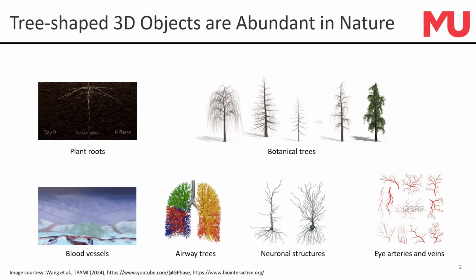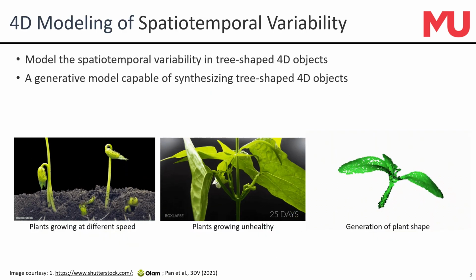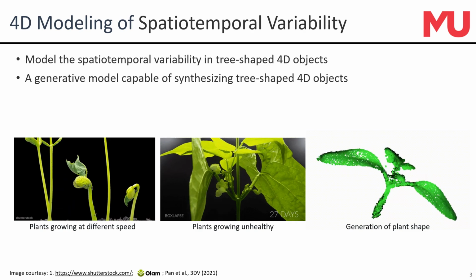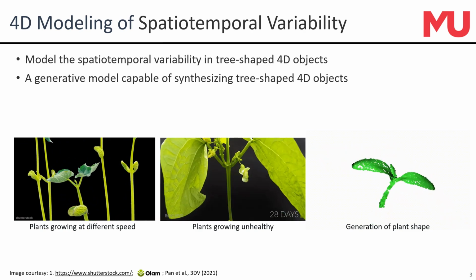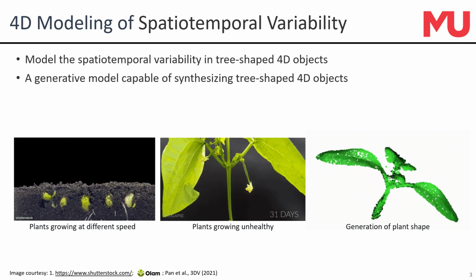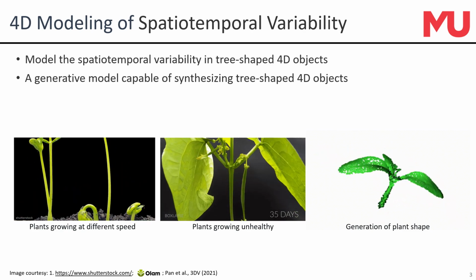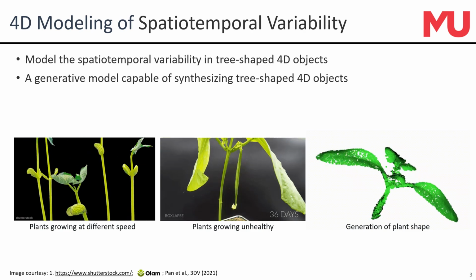Tree-shaped objects are abundant in nature. It can be plant roots, neuronal structure, and many more. So we are not bounded to plant shapes only for our analysis. Here we propose computational tools for modeling the spatiotemporal variability in 4D shapes that can answer about the behavior of any growing or deforming shape. Moreover, utilizing these tools, we offer a generative model to synthesize 4D tree-shaped objects.